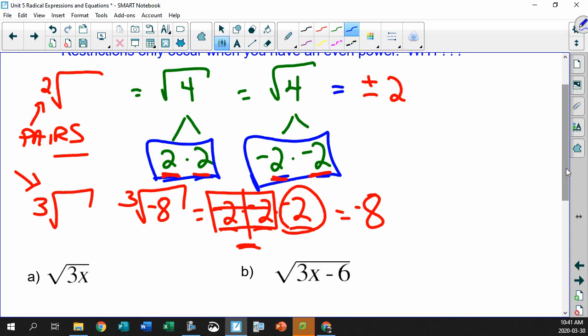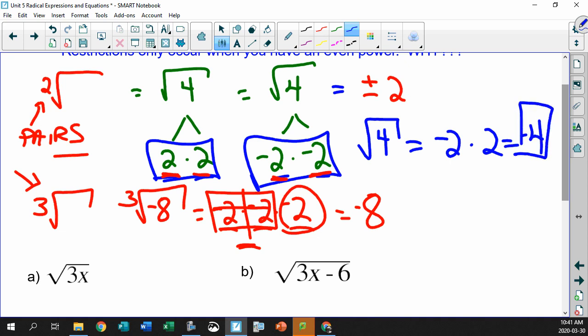Case in point, again, take a look at square root of 4. Square root of 4 has to be two numbers that are identical. You can never have a negative 2 times a positive 2 because that will never give you something that is square rootable, right? That gives you negative 4. It does not give you this original back. So that's really important at this point in time, okay? You gotta solidify that into your brain.